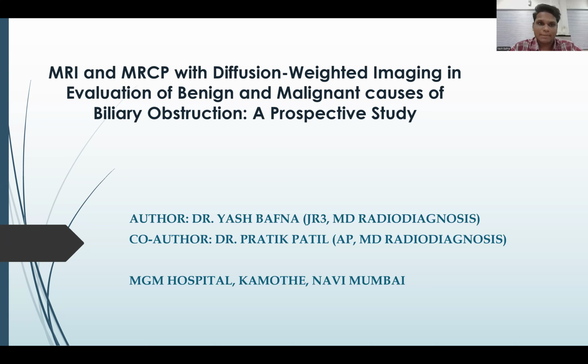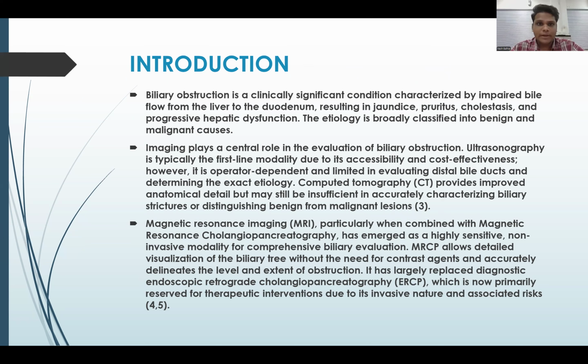My topic for the paper is MRI and MRCP with diffusion weighted imaging in evaluation of benign and malignant causes of biliary obstruction. Introduction. Biliary obstruction is a clinically significant condition characterized by impaired bile flow from the liver to the duodenum, resulting in jaundice, pruritus, cholestasis, and progressive hepatic dysfunction. The etiology is broadly classified into benign and malignant.